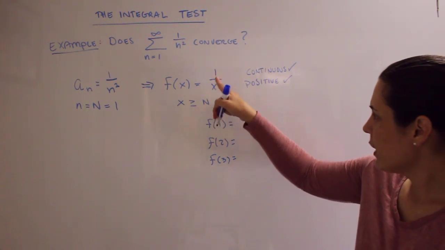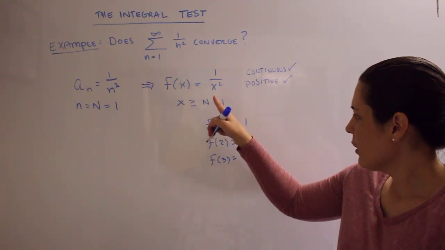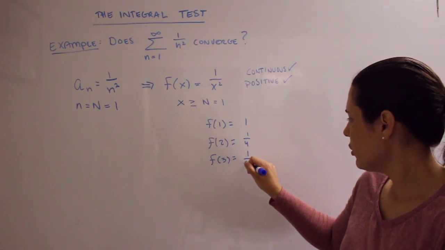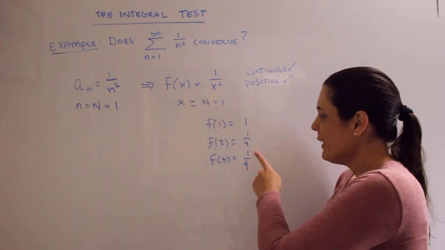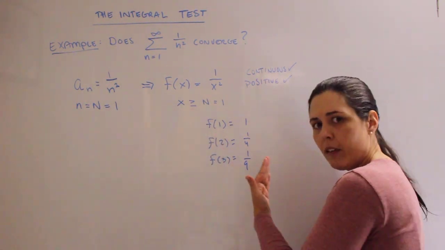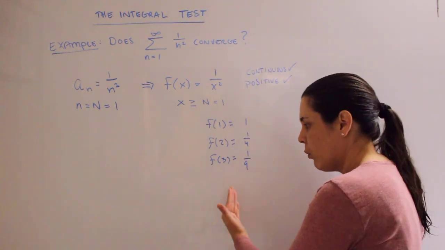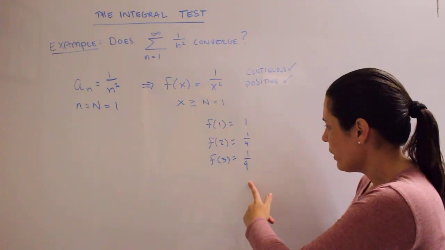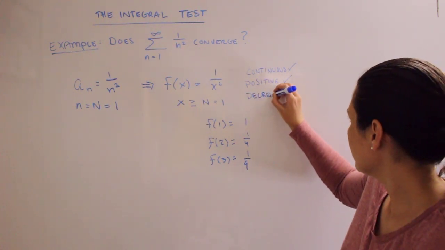So f of 1, if I plug that in, I get 1 over 1 squared, which is 1. F of 2, 1 over 2 squared, which is 1/4. F of 3, 1 over 3 squared, which is 9, so 1/9. And you could see what's happening if I keep picking values. These are getting smaller. So as I increase my x value, so I would be moving to the right if I were to graph this, my x numbers are getting larger. My output values are actually getting smaller. So as I go right, the graph will be going down. And so the next one would be 1/16 and 1/25 and so on. So it's getting smaller. So it is in fact decreasing.